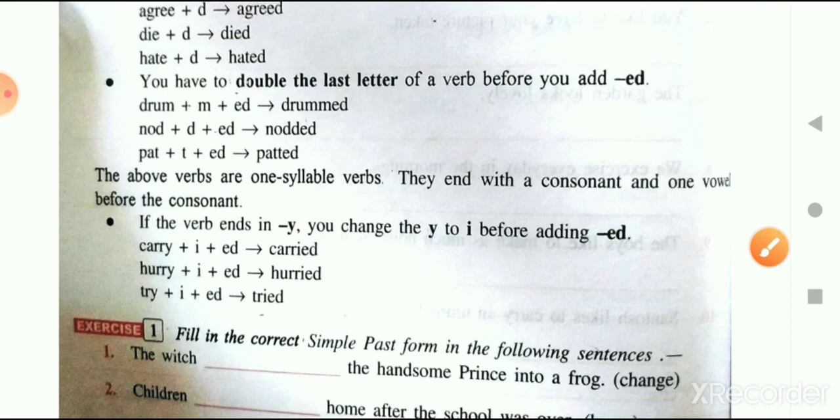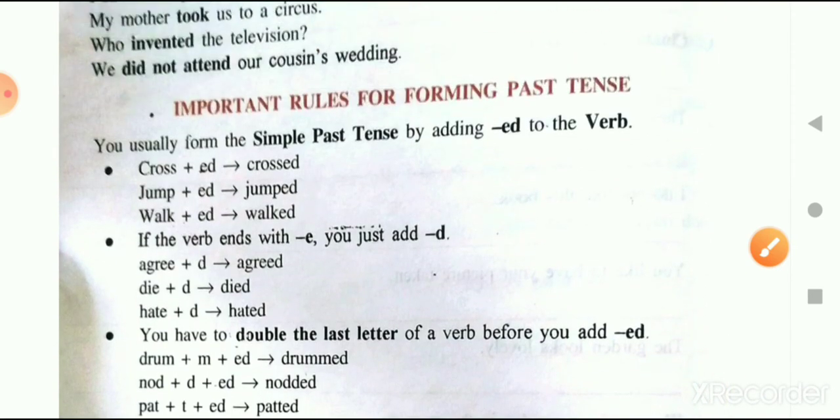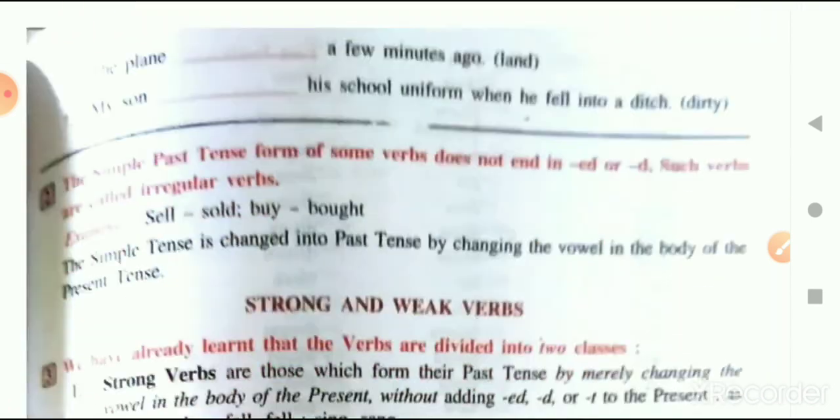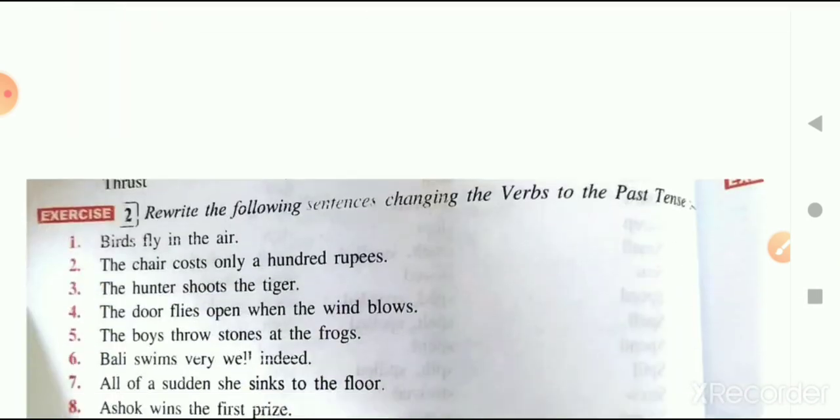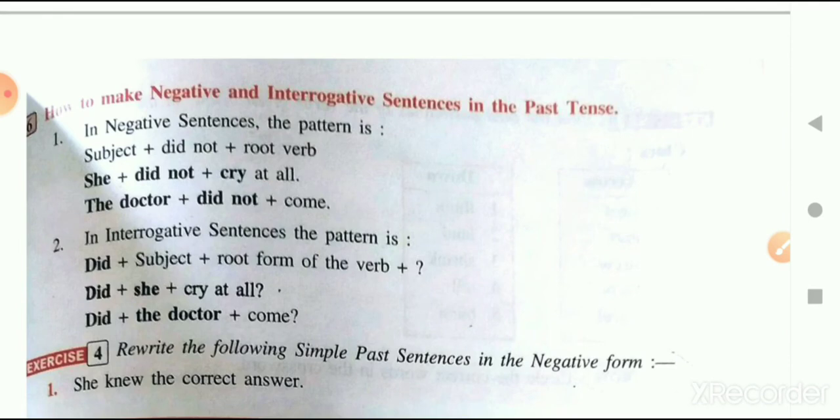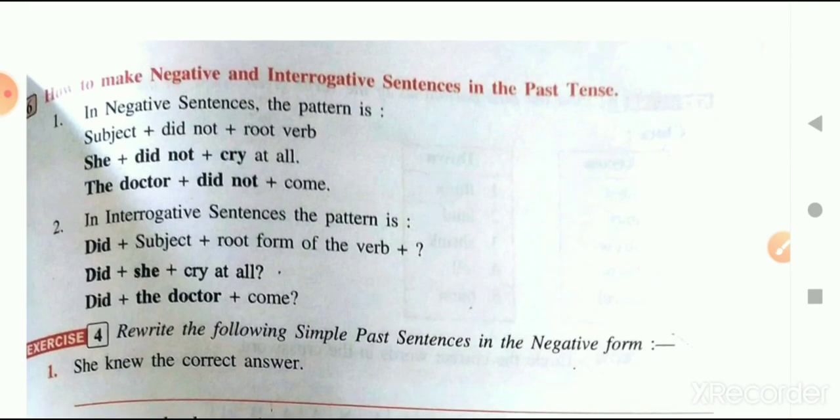So these are a few important rules which you have to consider while you are forming past tense. Okay, now let's move on, children. So these were the simple past tense. Now how do we form question or interrogative and negative sentences in simple past tense?